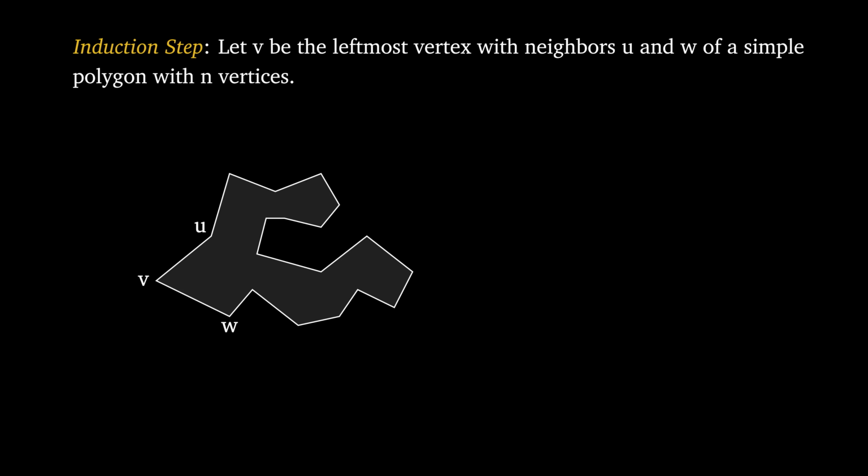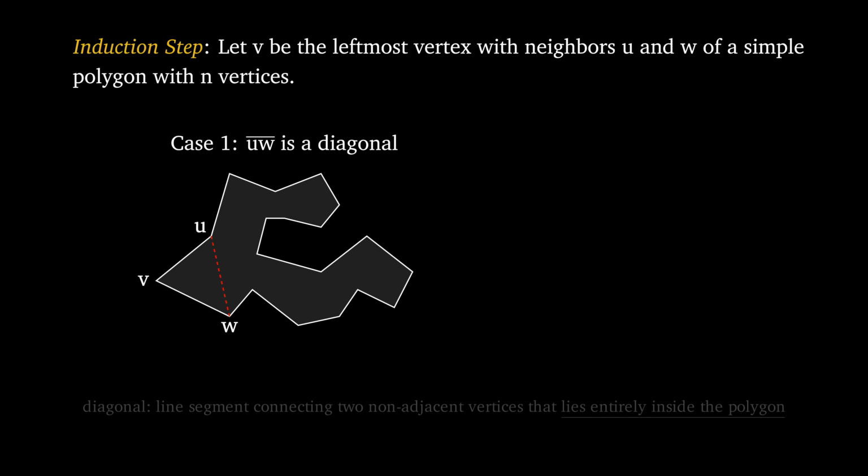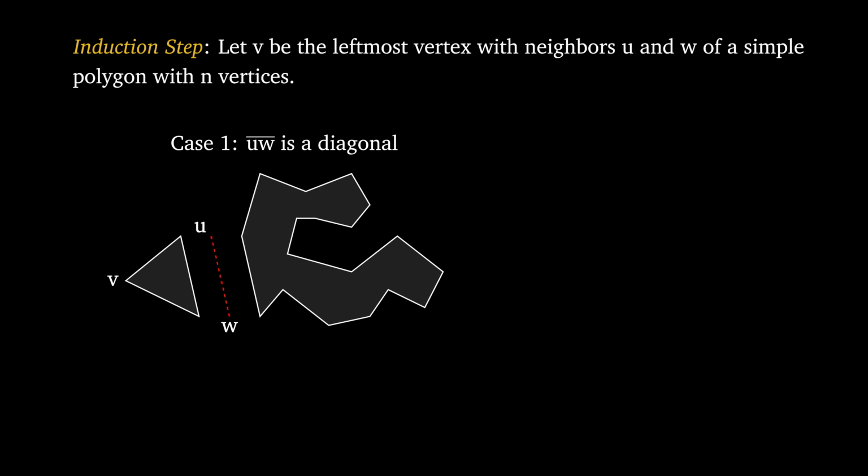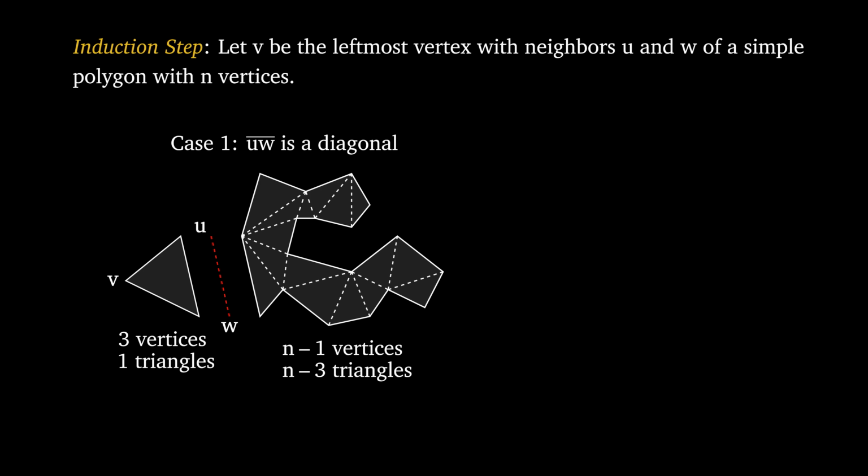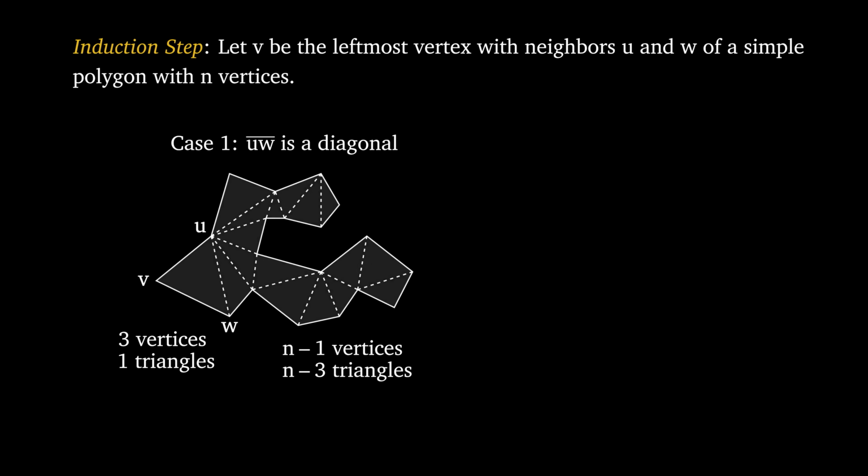The first one is that the line segment from u to w is a diagonal, meaning that it lies entirely inside the polygon. In this case, we can simply split the polygon along that line to obtain two polygons with fewer than n vertices. The left polygon is already triangulated using one triangle, while the right polygon contains one vertex less than the original, that is n-1 many vertices. By the induction hypothesis, it can therefore be triangulated using n-3 triangles. Hence, gluing the two polygons back together yields a triangulation of the original polygon into n-2 triangles.